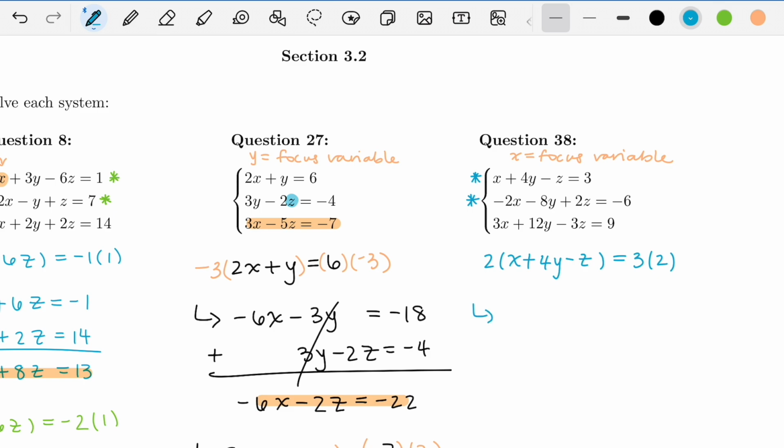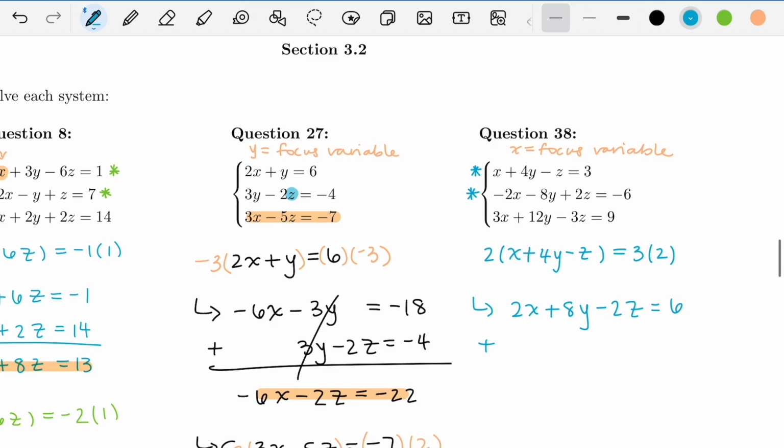So I'll be left with 2x plus 8y minus 2z gives us 6. Now I'm going to use the second equation to eliminate our variable x. Doing so, our x's are going to cancel, but so are our y's and our z's. So on the left-hand side, we're left with 0, and then on the right-hand side, we're also left with 0.